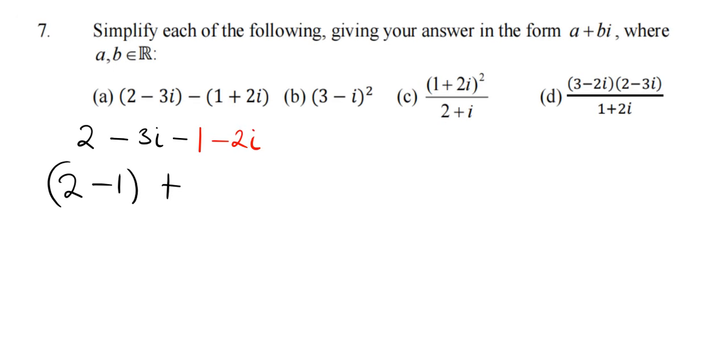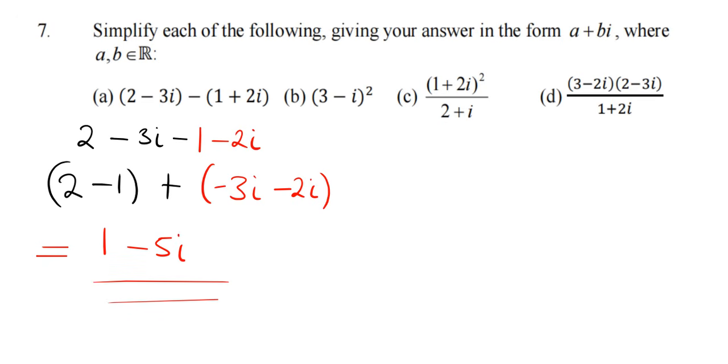So now what do we do? We've already gotten the 2 and the negative 1. Now we're going to get the negative 3 and the negative 2. Let me just start with negative 3i minus 2i. Then when I add the real parts, 2 minus 1, that is a 1. Then negative 3i and then negative 2i will give us negative 5i. So that is how we solve the first one. Not very complicated.